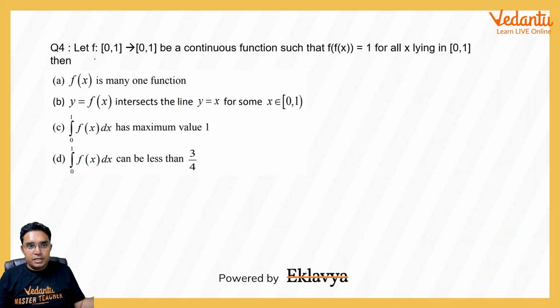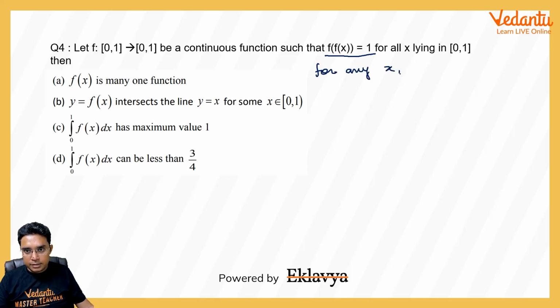Now coming to this question which says f: [0, 1] to [0, 1] be a continuous function such that f of f(x) is equal to 1 for all x lying in [0, 1], then we are given 3-4 options and we have to find which one of them is correct. Now please understand that from this relation what we can conclude is that for any x1, let us say, that belongs to the domain [0, 1] which we are given in this question, the value corresponding to this f(x1) will be lying in the range, and that will also be lying in the same interval [0, 1].